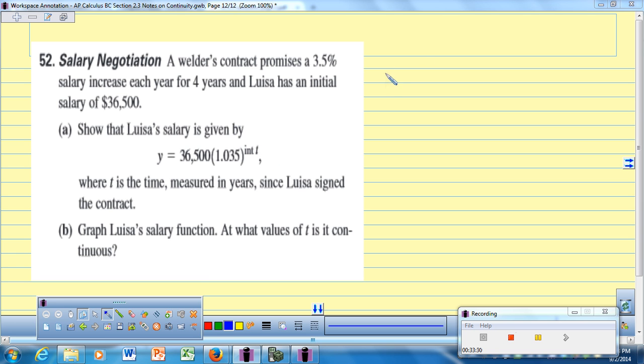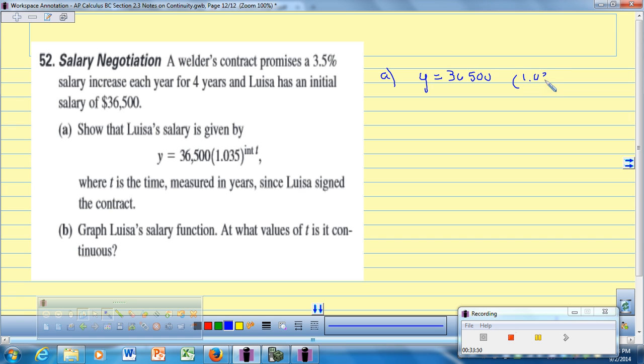Well, if we just simply look at y equals 36,500 times 1.035, we have just a nice exponential function, and it needs to be raised to the integer of t because they are not applying the increase throughout the year, just at the end of each year, or at the beginning of each year, one time per year.